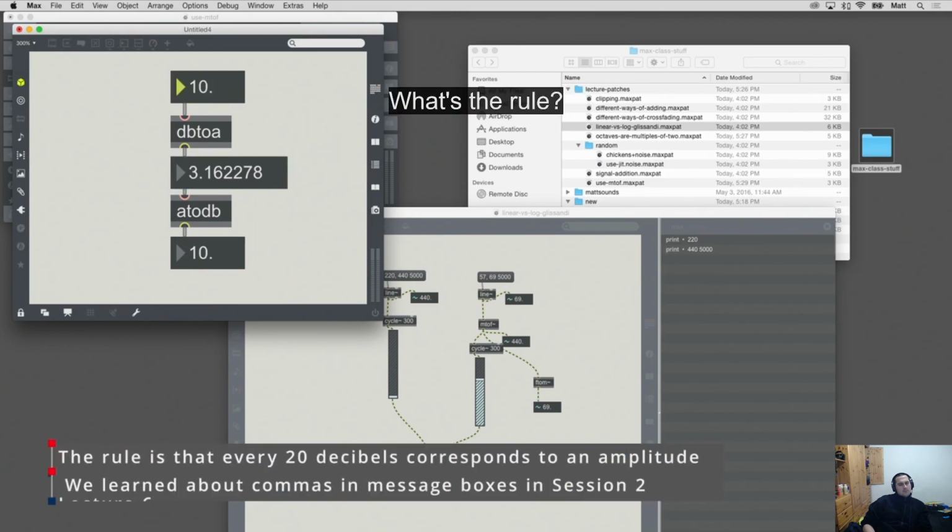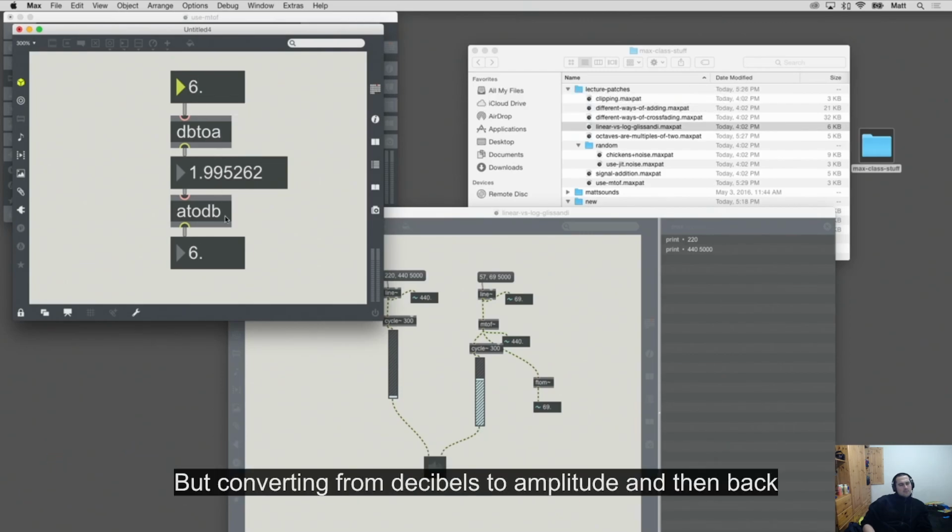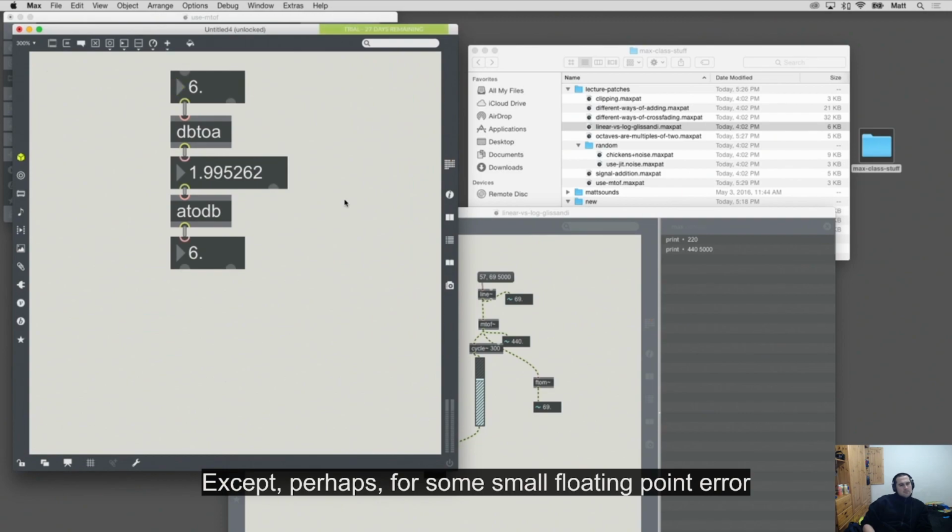It's actually every 10 dB. What's the rule? The rule for decibels is based on log 10. So the 6 dB is a factor of 2. It's an approximation. It's pretty close. It's not exact, as you can see. But converting from decibels to amplitude and then back does give you the same number you started with, except perhaps for some small floating point error for using extreme values.